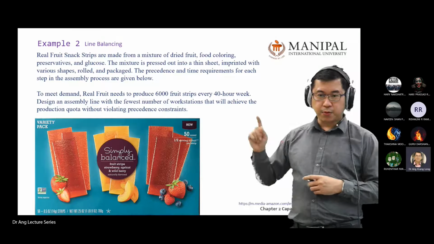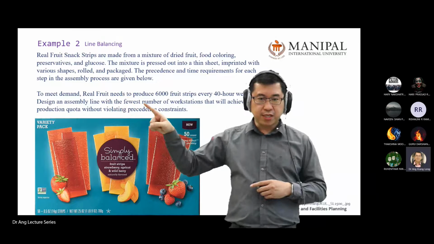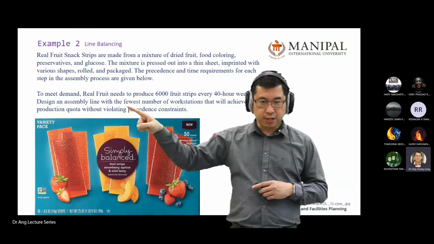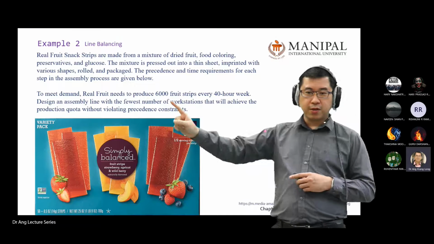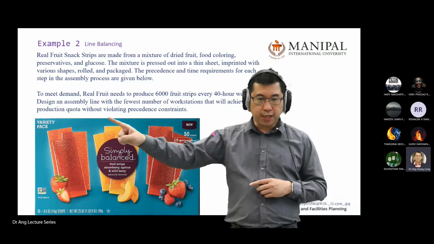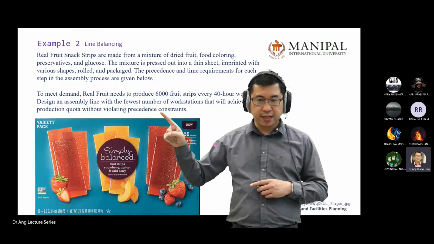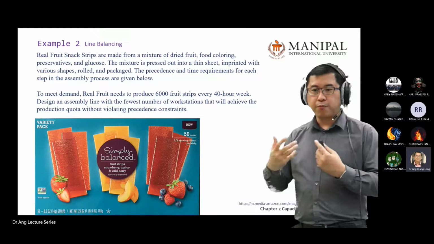40 hours per week. Design an assembly line with the fewest number of workstations. So this actually gives you the hint that you have two formulas to use just now. You need to find the number of workstations to achieve the production quota without violating the preceding requirement. So you need to improve the layout.